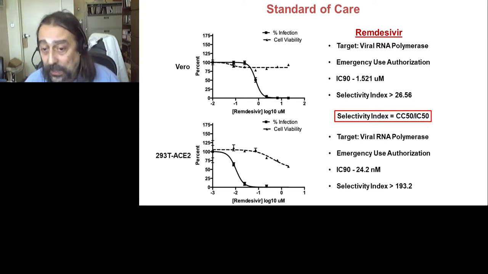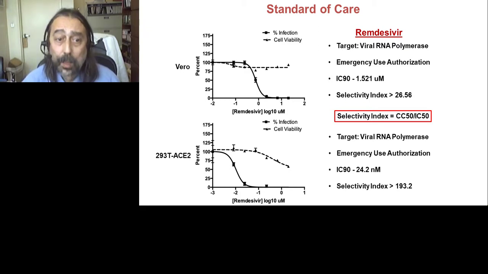And also what is the selective index, which is how close is this inhibitory concentration to cytotoxicity, which in the case of remdesivir is more than 26. So it's a drug that can be used for inhibition of viral replication. Now, not everything that inhibits viral replication in vitro is going to work in vivo, but some of the things that inhibit viral replication in vitro are also going to work in vivo. And this is the first assay that we do to see whether we get an inhibitor.